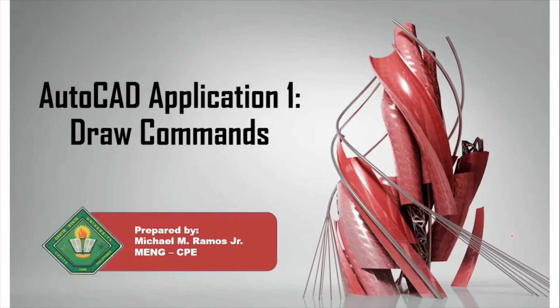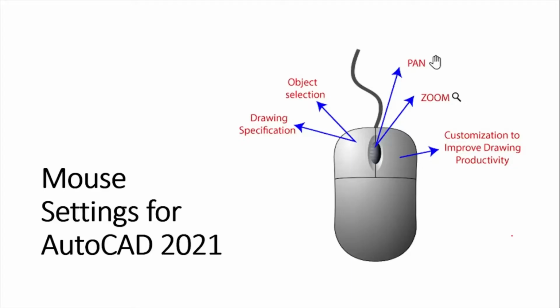And now, Autodesk is here for us to share our insights and learnings in computer-aided drafting. Now, let's start our discussion and our application number one, which is drawing commands, by tackling the mouse settings for AutoCAD 2021. In this video, I will use the application AutoCAD version 2021.